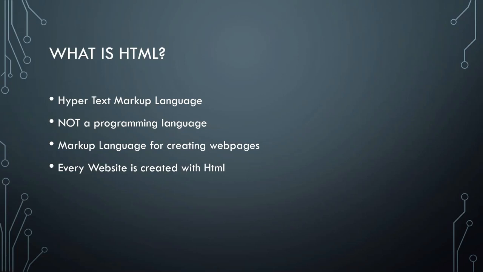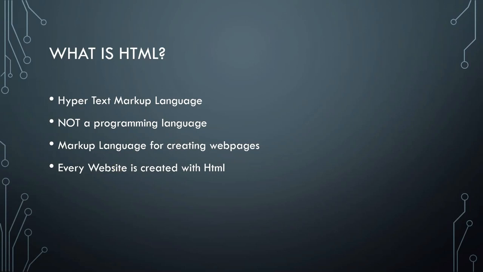Next, what is HTML? HTML stands for Hypertext Markup Language. HTML is a markup language, it's not a programming language, and a markup language for creating web pages. So we create the elements of a web page. I'm going to show you how an element in HTML looks like. And a web page is a page in a website. So for example, if I have a website that has 5 pages, each page in the website is a web page. Okay, every website is created with HTML.